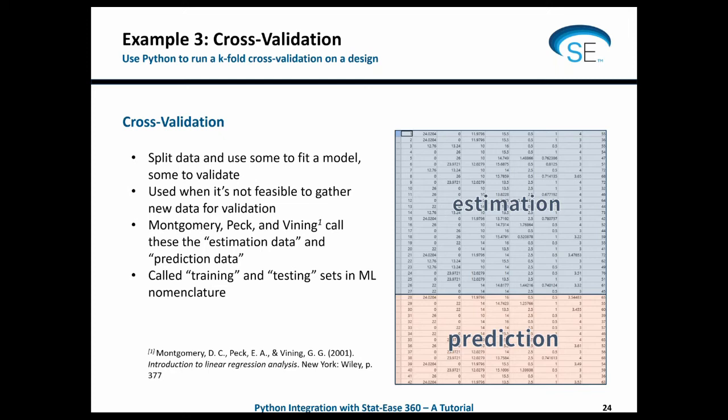You split your data into segments, and Montgomery, Peck, and Vining call them estimation and prediction sets. Typically in machine learning nomenclature, you'd see train and test. I'm going to stick with the Montgomery, Peck, and Vining terminology for this demonstration.